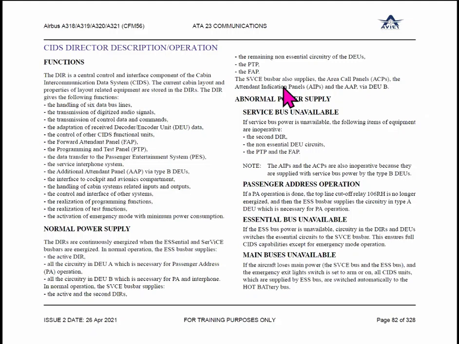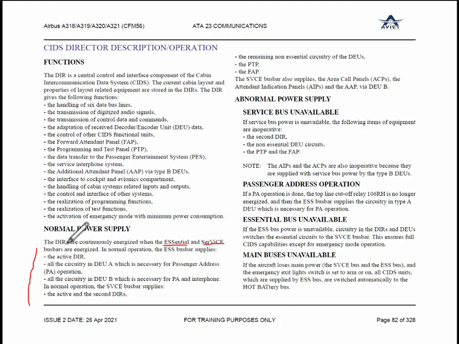Thank you. So we'll talk about the power supply through the diagram. They are supplied by two sources: one is a normal supply, another is an abnormal supply. Normal supply, they are powered from the service bus and essential bus. Abnormal supply will come from the essential bus and hot bus in case required. So the normal case need not be discussed, because everything is powered by the normal buses, that is the service bus and essential bus.